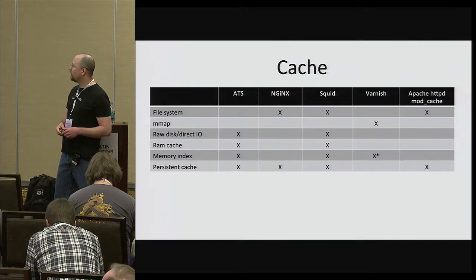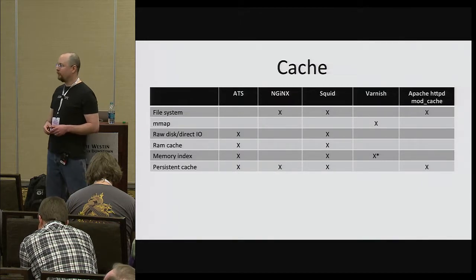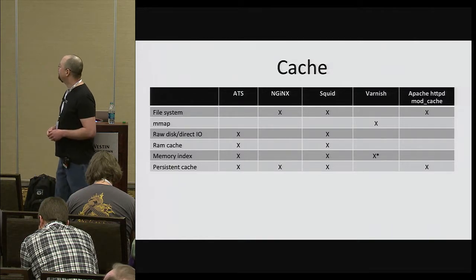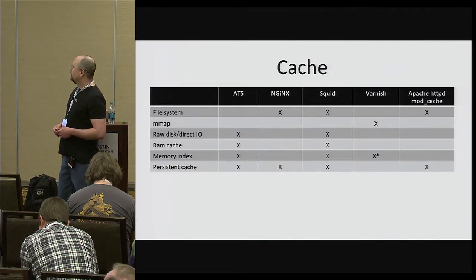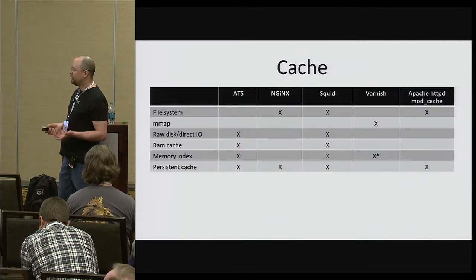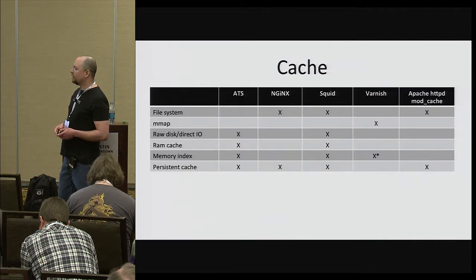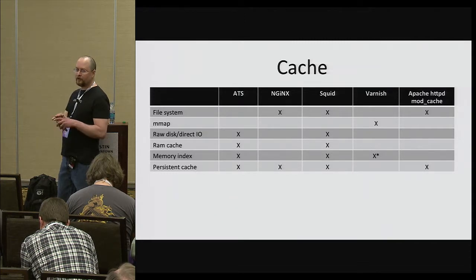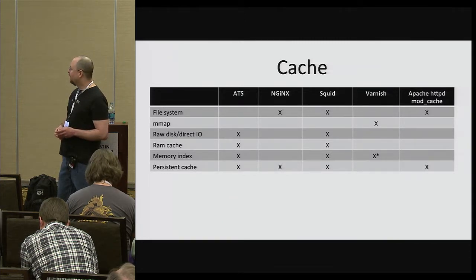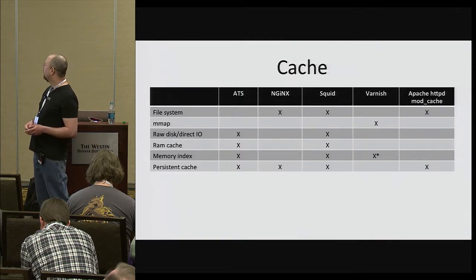ATS, like I was mentioning before, has an in-memory index, and it's a persistent cache. So Nginx, file system, and it's persistent cache. And like I was mentioning before, it has the ability to do caching open files. However, it's not all the objects in cache, so some of the times you're going to have to actually go and do opens on files. Nginx is an event loop, and doing open is a blocking system call, so there's some issues there.